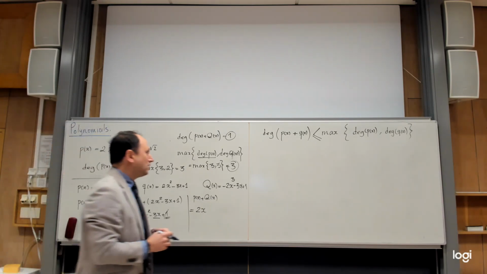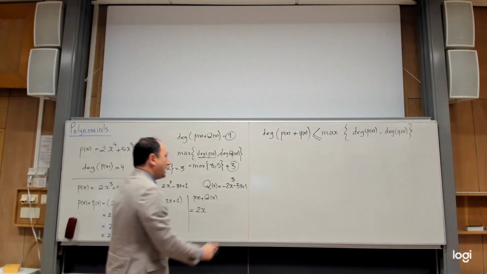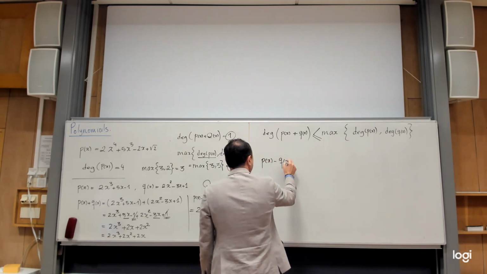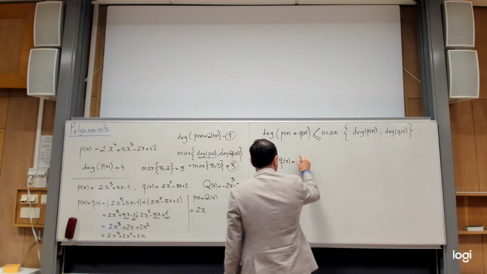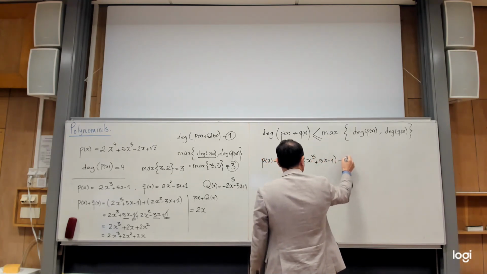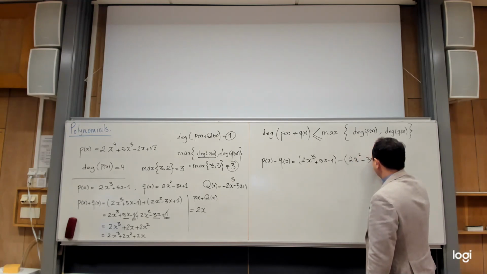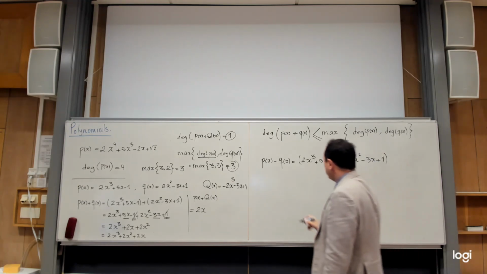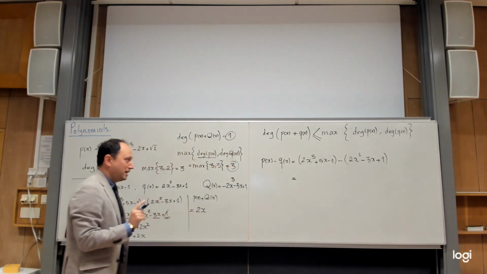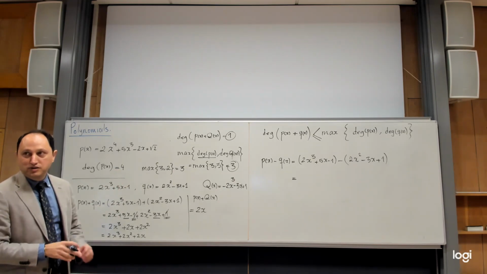What do you think about subtraction? So let me just do the subtraction here. If I ask you to calculate p of x minus q of x, what you need to do is write 2x to the power of 3 plus 5x minus 1, and then you have minus, instead of q of x, you have 2x squared minus 3x plus 1. Sometimes if you are careless, you make a mistake, but you are now grown up. So promise that you will not make this mistake anymore.